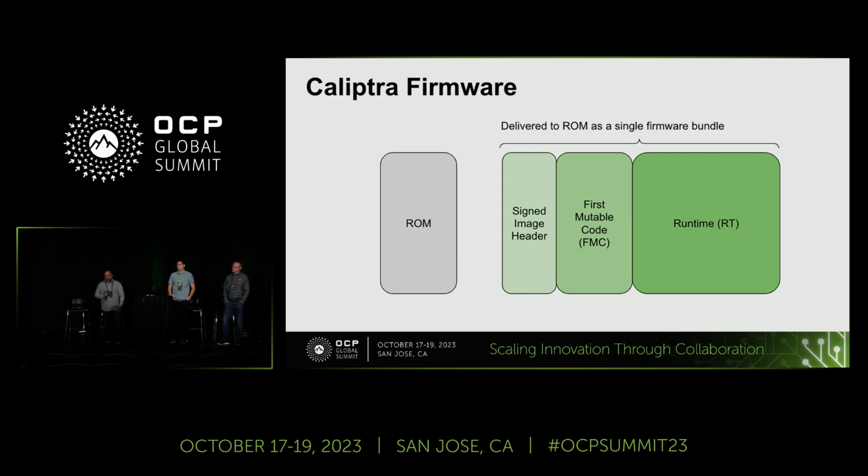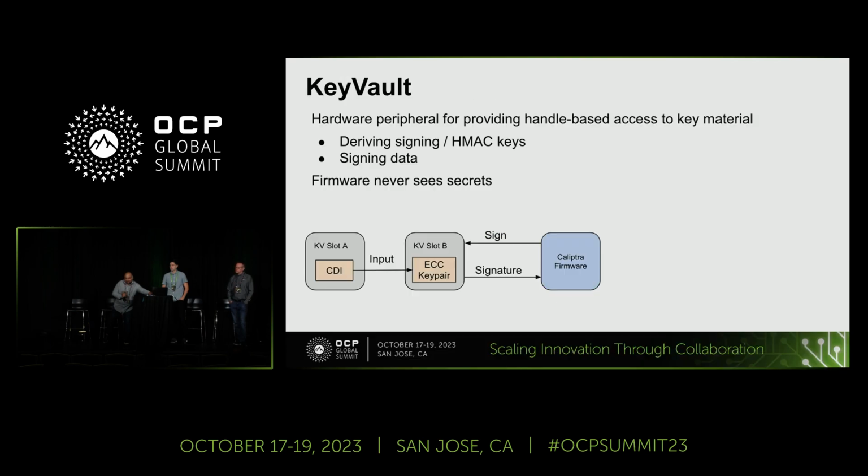So Caliptra firmware is broken down into 4 big pieces, right? One is the ROM that is immutable, that's in the metal layer. Obviously, the bundle has a header as well as the first mutable code and runtime. ROM loads the firmware, and it starts executing the FMC. Before we get into it, we should talk through some properties of the Caliptra hardware.